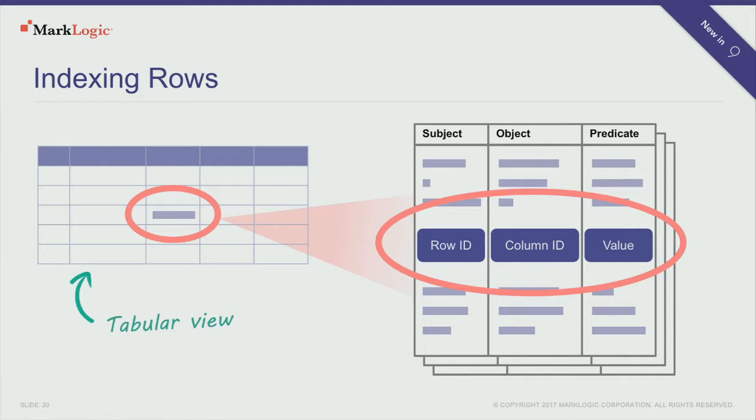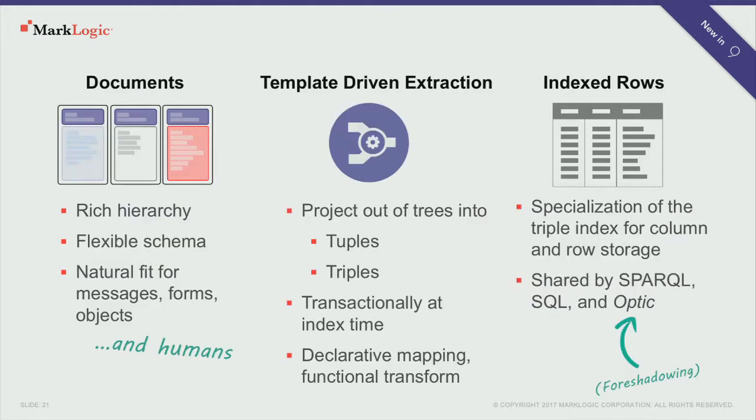And it's actually an extension of the triple index. So you can see that a cell in our relational view is indexed as a row ID, column ID, and a value triple. The details of that are not important here, but the concept is that it's now possible to project out of documents and triples relational views that you can now use for things that speak SQL.